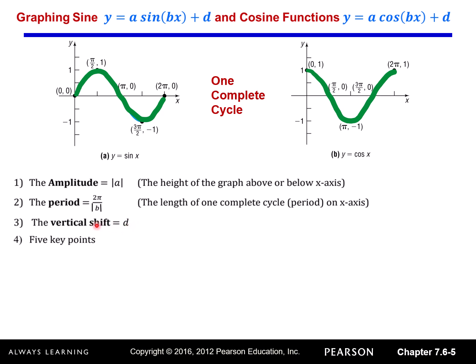So in the vertical shift, it is shifted d units upward if the d value is positive, and it is shifted d units downward if the d value is negative.